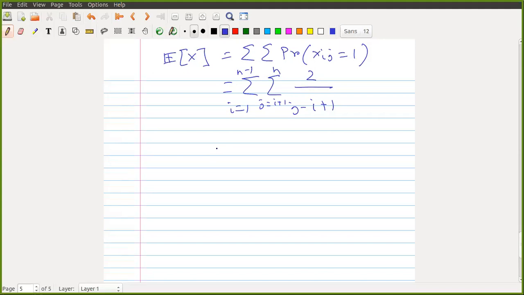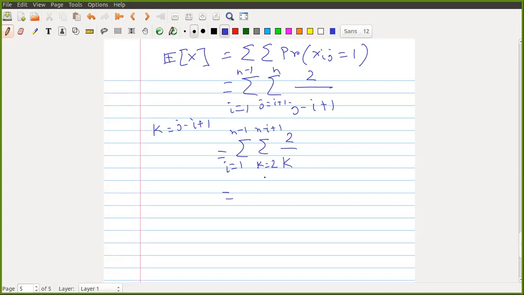So basically we can represent k as j minus i plus 1 and change it a bit. I'm not doing all these parts, but it will be some sort of 2 by k, where i equals 1 to n minus 1 and k equals 2 to n minus i plus 1. Yeah, n minus i plus 1.